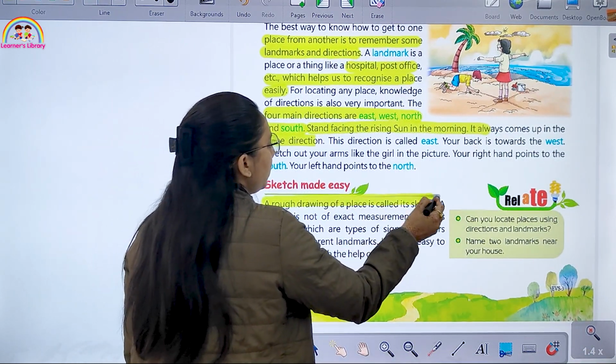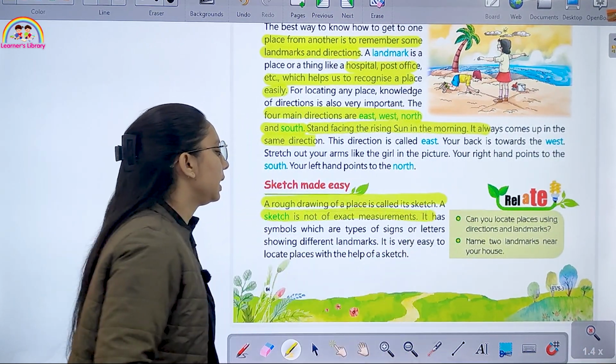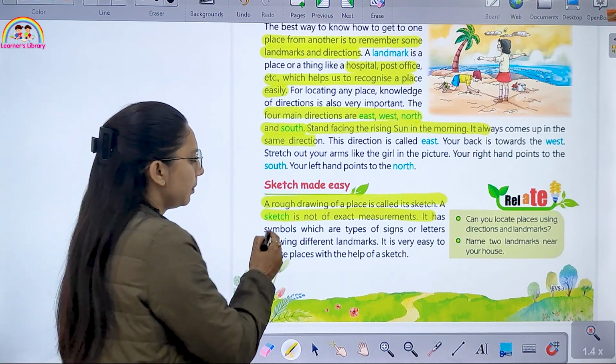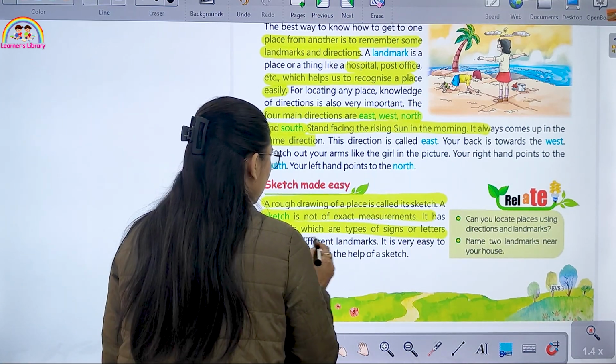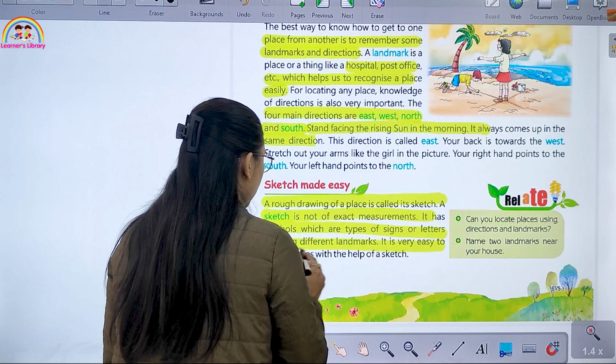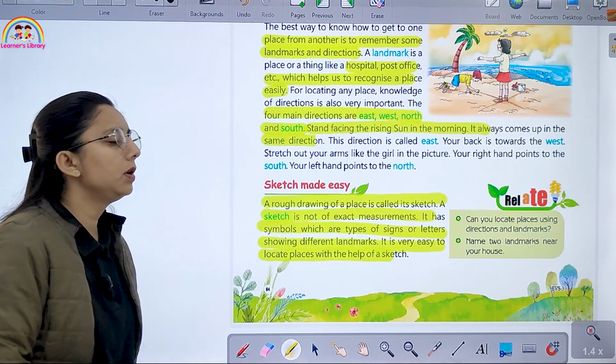Now, sketch made easy. A rough drawing of a place is called a sketch, and a sketch is not an exact measurement. It has symbols, which are types of signs or letters showing different landmarks. It is very easy to locate places with the help of a sketch.